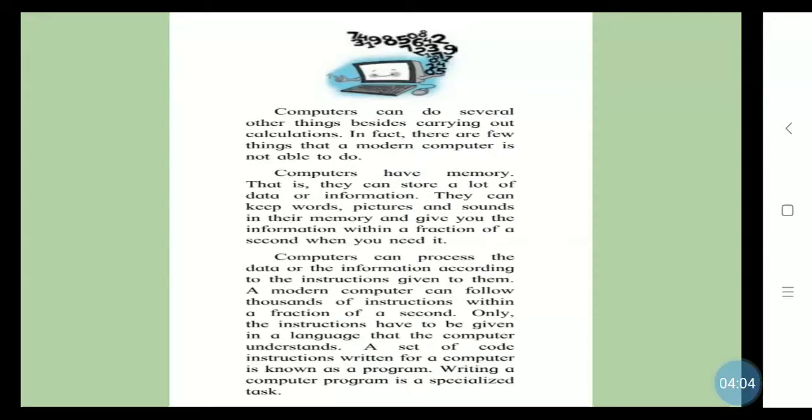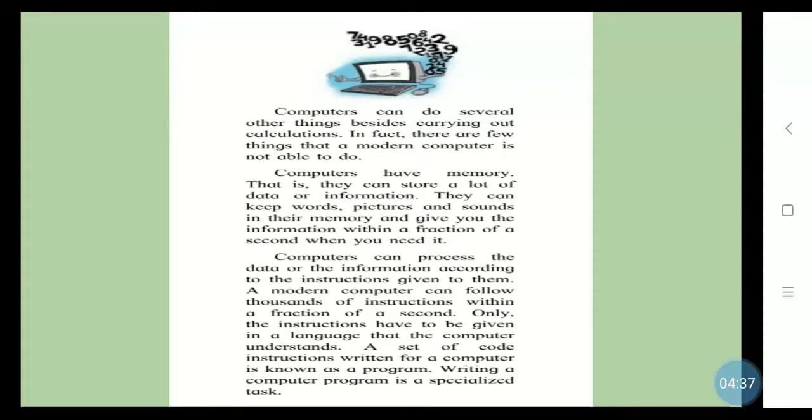Computers can do several other things besides carrying out calculations. Now we know that the computer not only carries out mathematical operations like addition, subtraction, multiplication and division. These are called calculations, but they can also do much more. In fact, there are few things that a modern computer is not able to do. That means a modern computer can do many other operations as well.